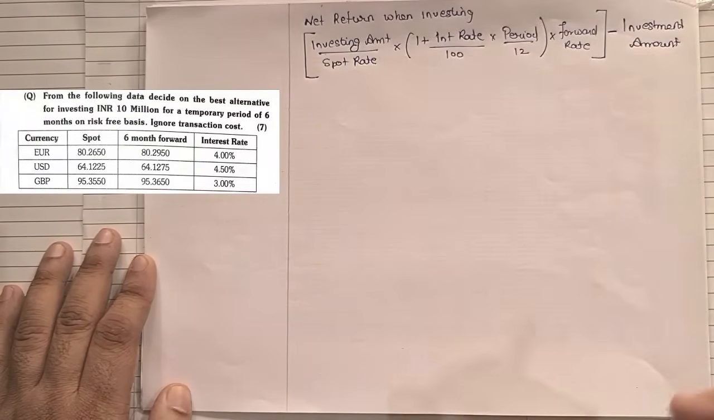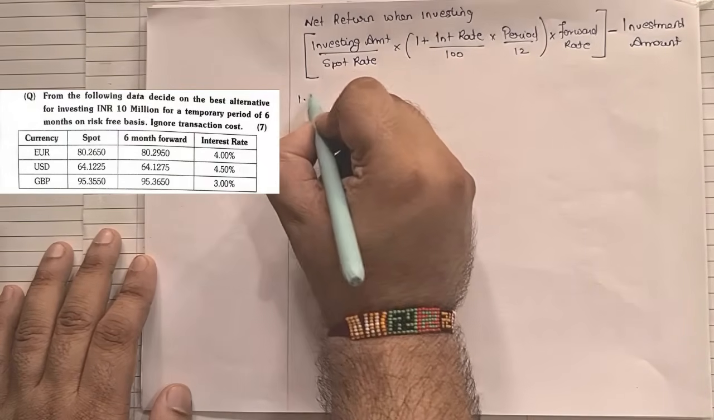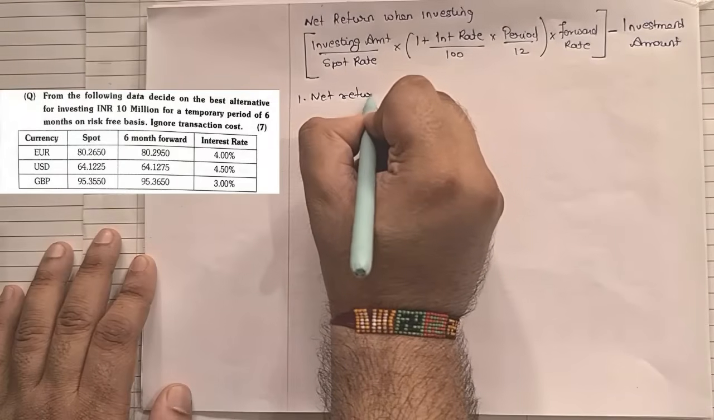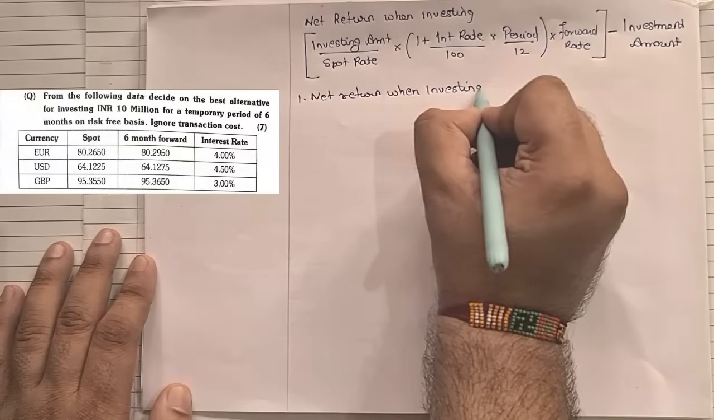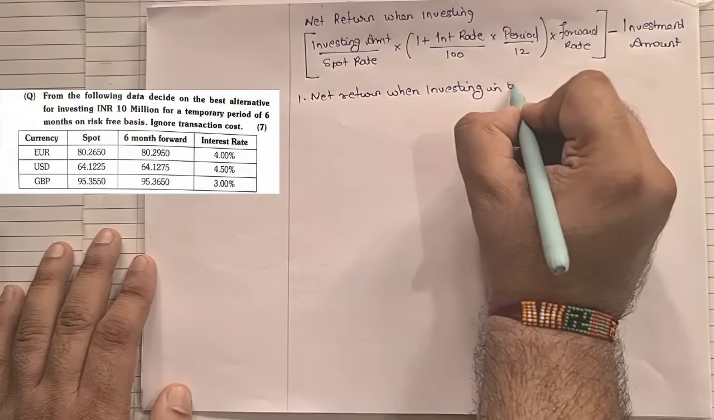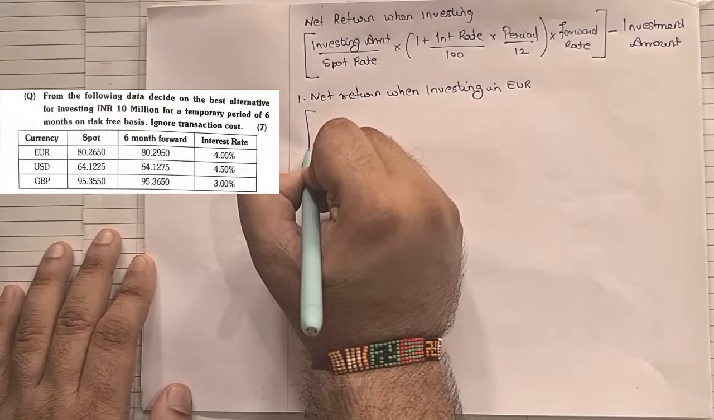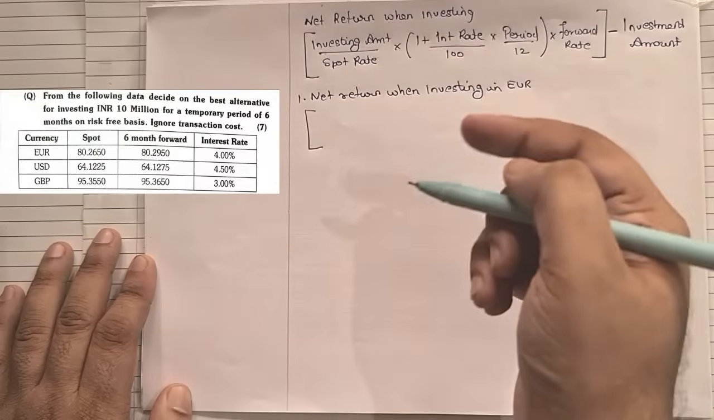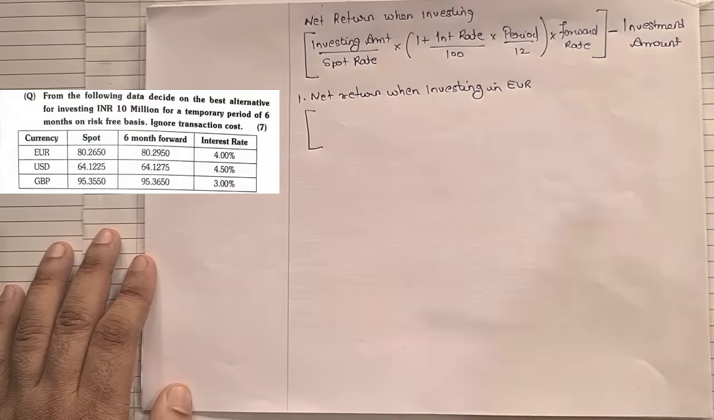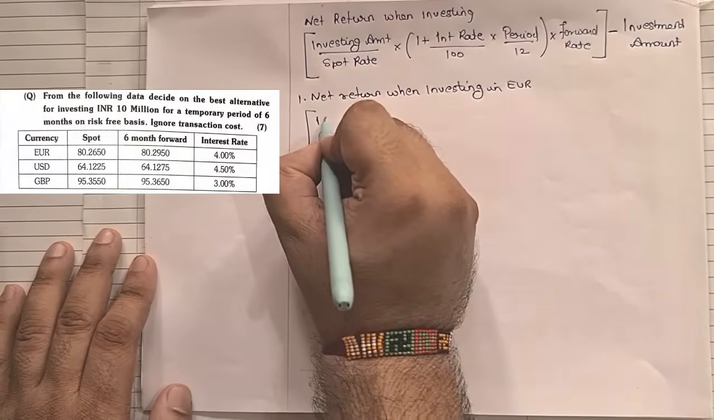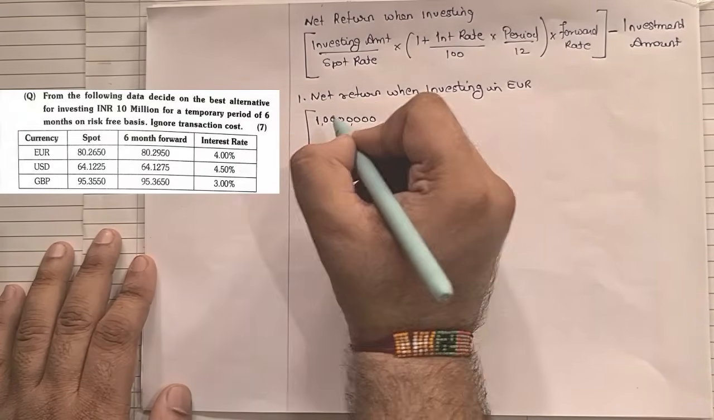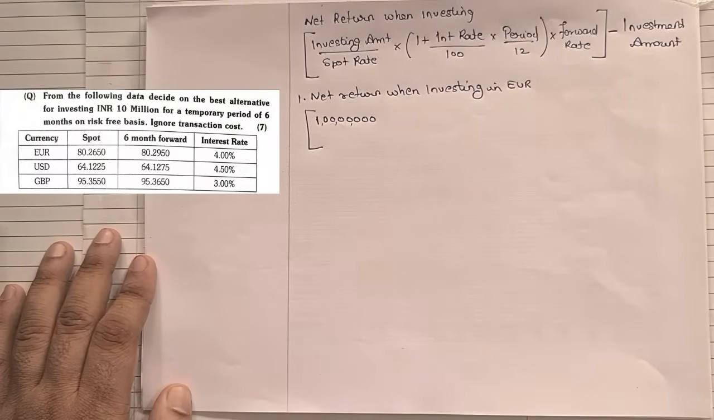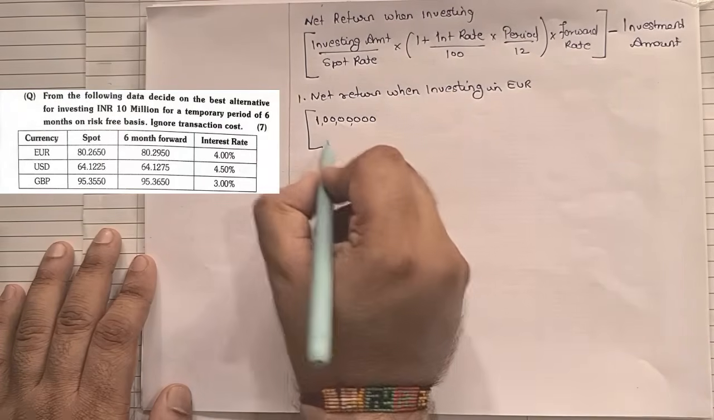Now they are giving you 3 currencies: one is euro, one is USD, and one is GBP. So we'll have to do it one by one. Number 1, net return when investing in euro. The formula is there, so I'm just substituting the investing amount. Now they have given us 10 million. 1 million is 10 lakhs, so 10 million will become 1 crore. So 1, 2, 3, 4, 5, 6 and 7. So we have 1 crore investment. So 10 lakh into 10 is 1 crore upon spot rate.